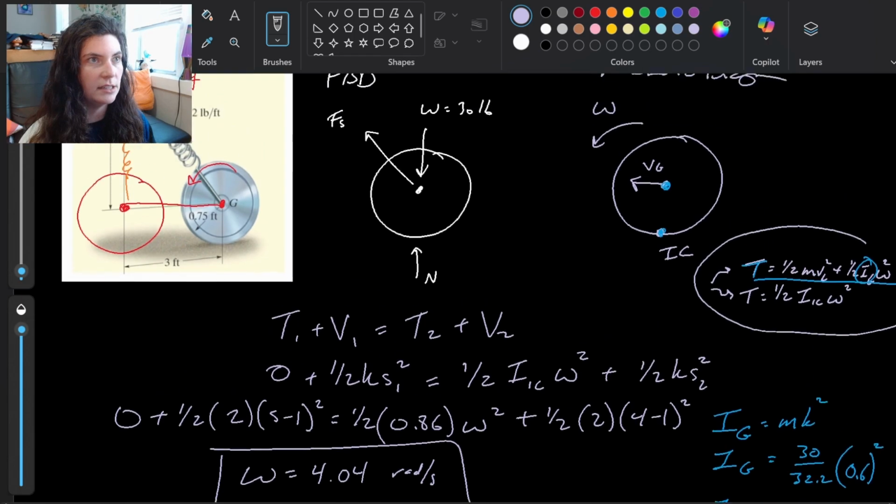And so after that disk travels 3 feet, our angular velocity is 4.04 radians per second. Let's take a look at one more example.